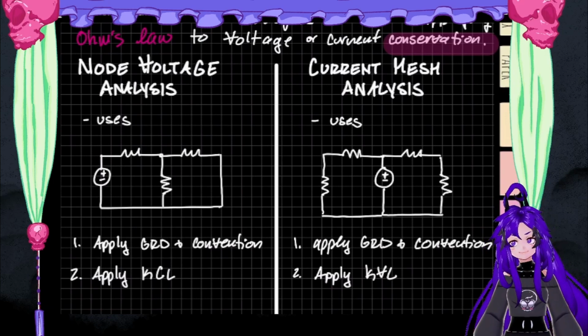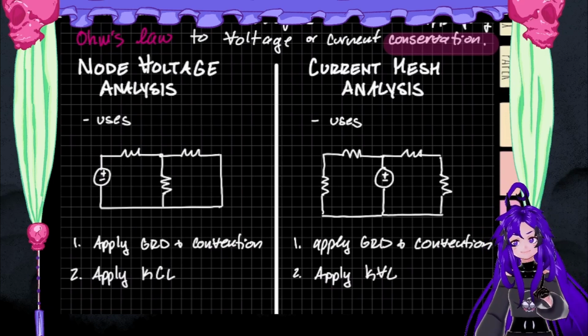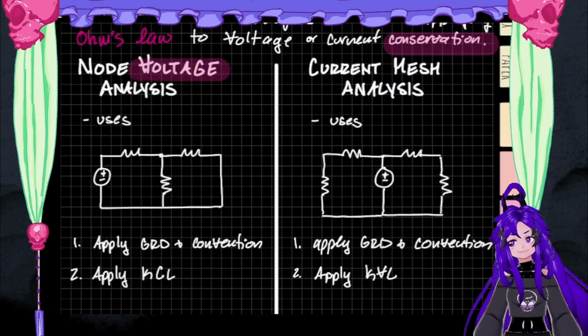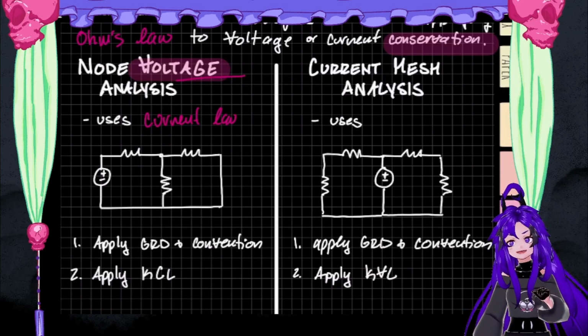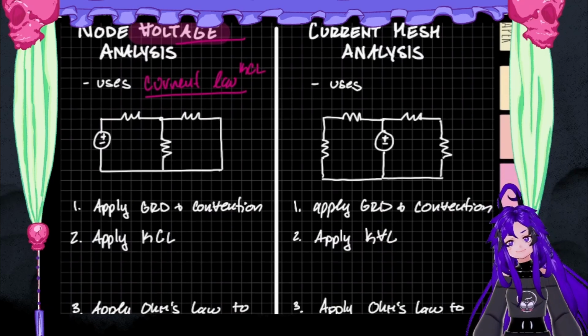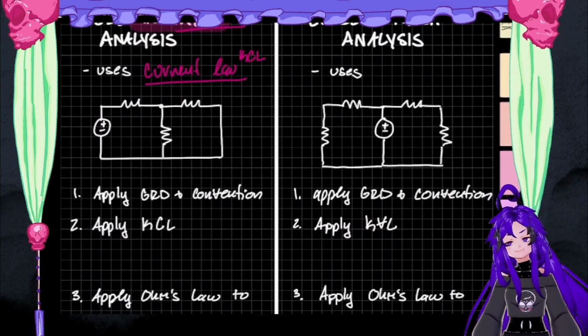So in node voltage analysis, we use the current law. That's going to feel super weird, right? This is voltage analysis, and we're applying Kirchhoff's current law. That is kind of whack. Well, I will show you why.